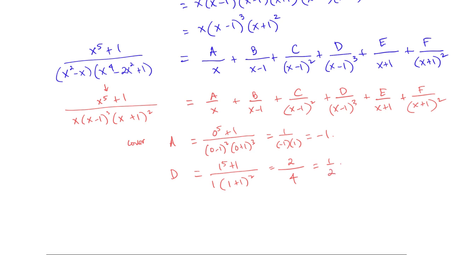Similarly, we won't be able to use the cover-up method to find e, because otherwise we would only cover one factor of x plus 1. Thus, to find f, we would cover x plus 1 squared.